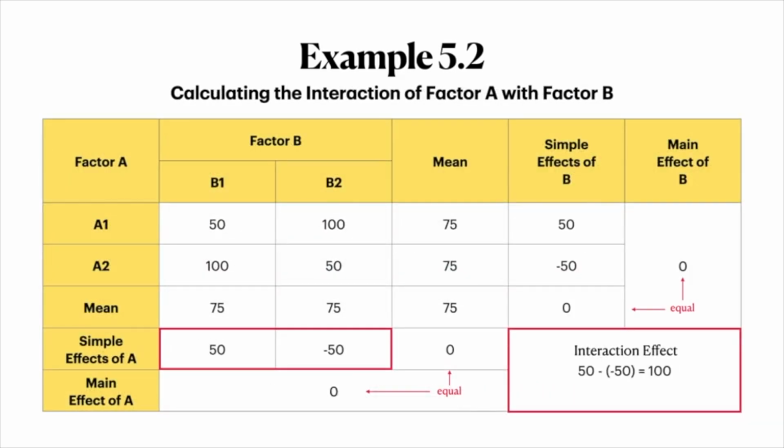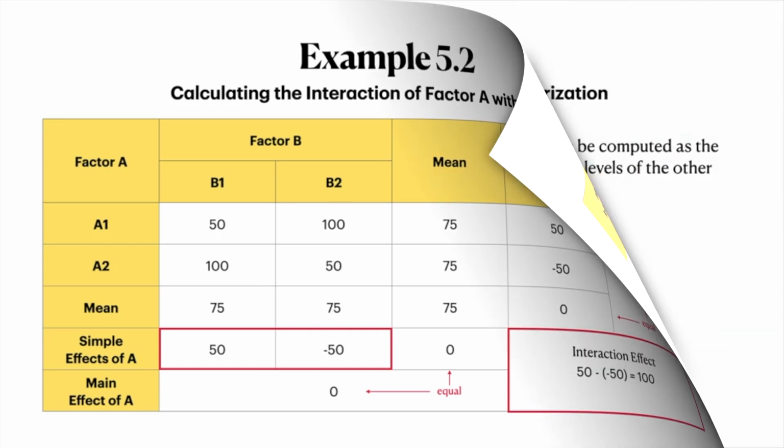All right, and we can show that calculation in the context of our two-way table. And so the interaction effect of A with B is, by definition, the difference between the simple effects of A at those two levels of B. And so 50 minus negative 50. And so again, that gives us an interaction effect value of 100.